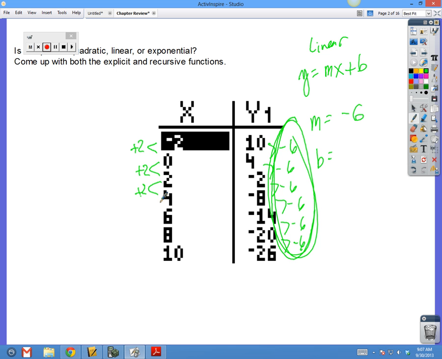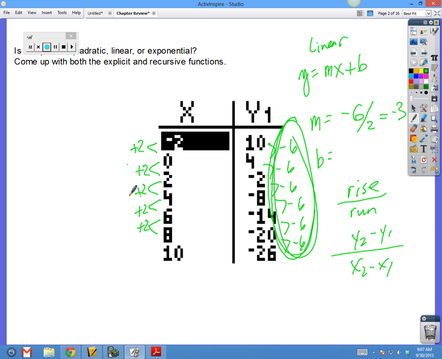So how much is it really changing every time? It's not really going down 6. It's actually going down 3. Because m is your slope. Slope is your rise over your run, or it's your y sub 2 minus y sub 1 divided by x sub 2 minus x sub 1. You've got to put your y's on top and your x's on bottom. So if your y's are changing down 6 every time your x's change up 2, you've got to do -6 over 2. So your slope's actually -3.